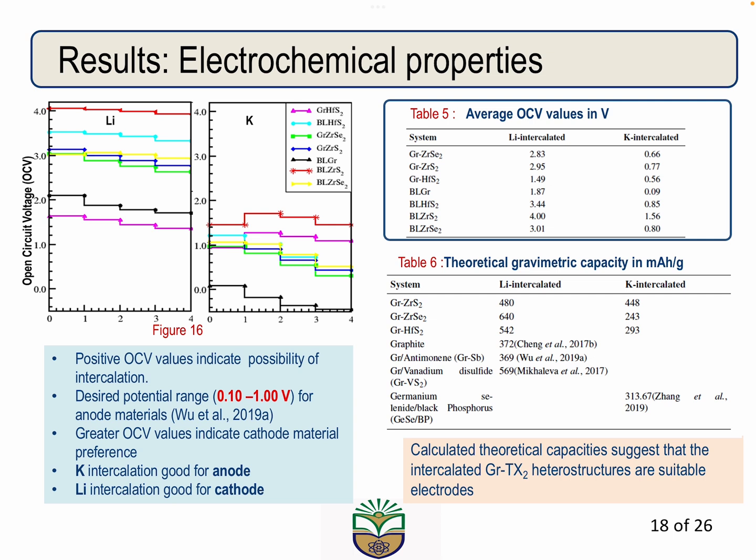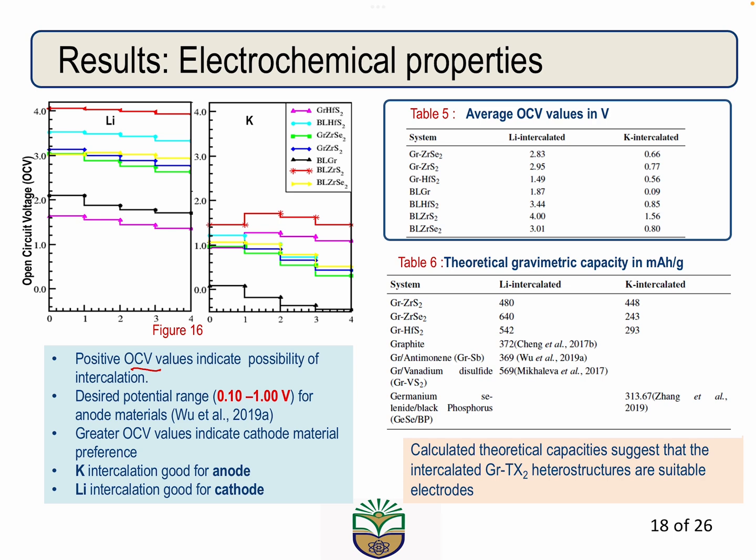Another thing that we considered in our study was the electrochemical properties of our systems. Looking at the electrochemical properties, of interest was the open circuit voltage. In the open circuit voltage, we find that positive open circuit voltage values are an indication of the possibility that we can intercalate within that system. And depending on the value we obtain, we can get a material that will form a very good anode.